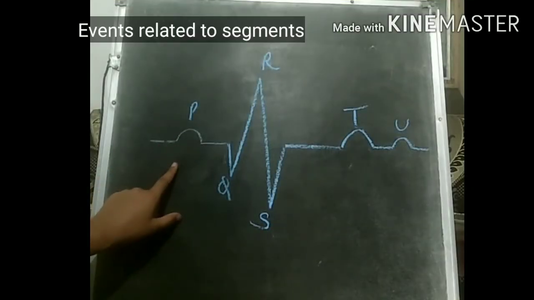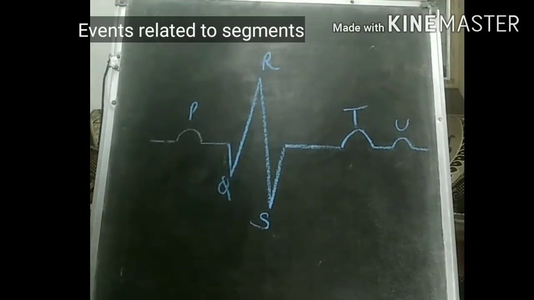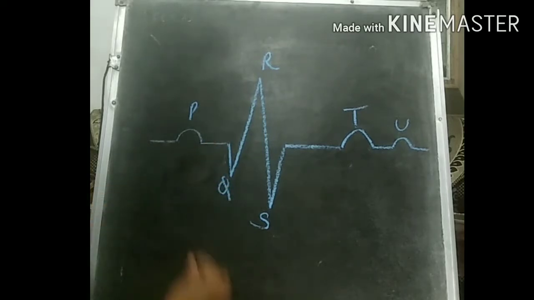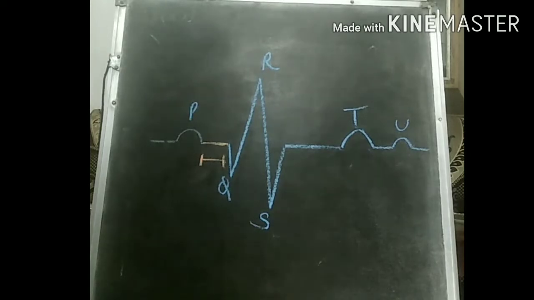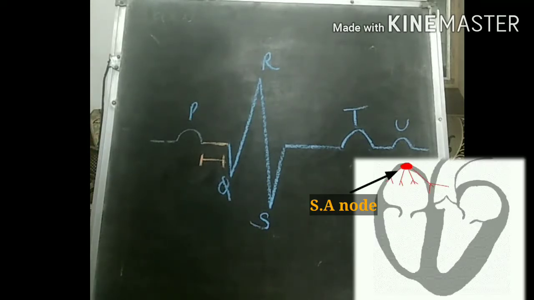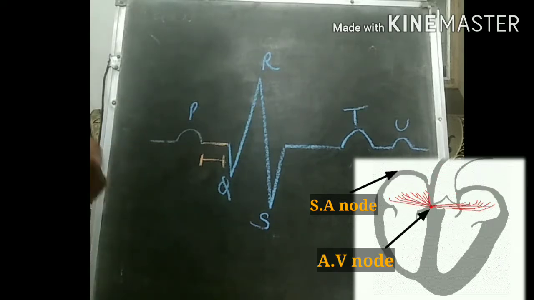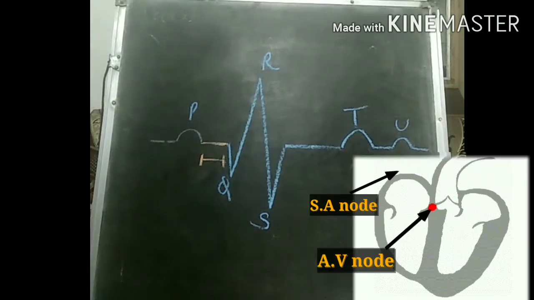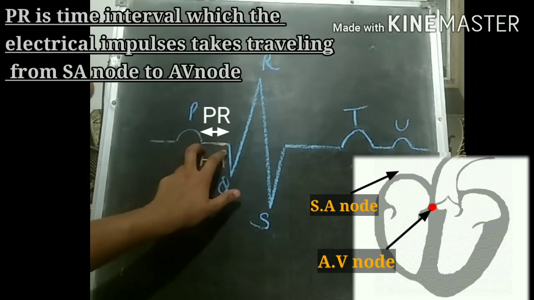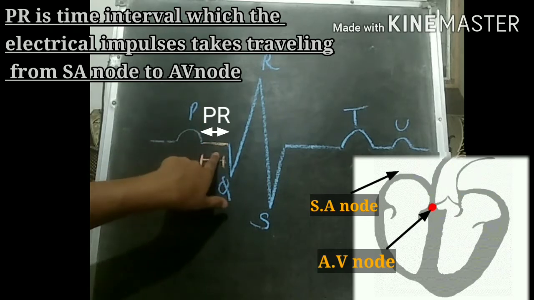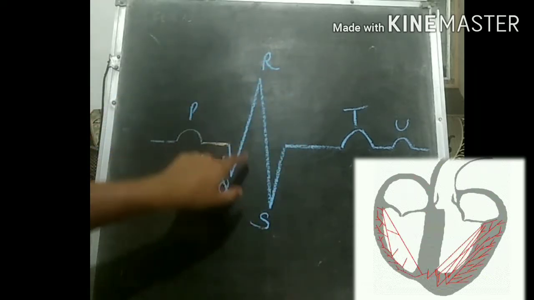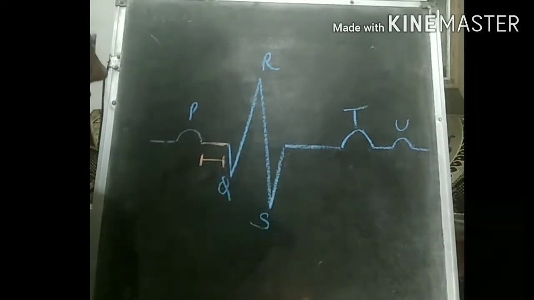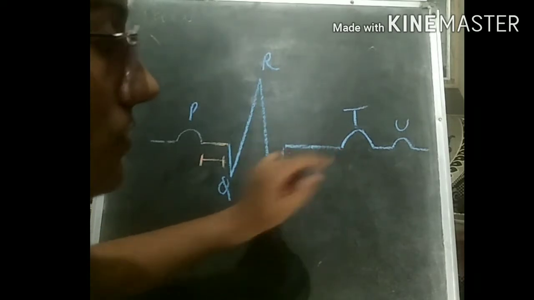Here I'm going to talk about different segments and the related events to them. So first we have discussed the PR segment, that is this one or this one. What does this segment denote? As we know, the electrical impulses start from the SA node and they travel to the AV node, which is present in the interatrial septum muscles. This is the time which the electrical impulses take to travel from the SA node to the AV node. And after they have reached the AV node, they will spread the depolarization into the ventricle. So this is a time interval, not an event, I must say.